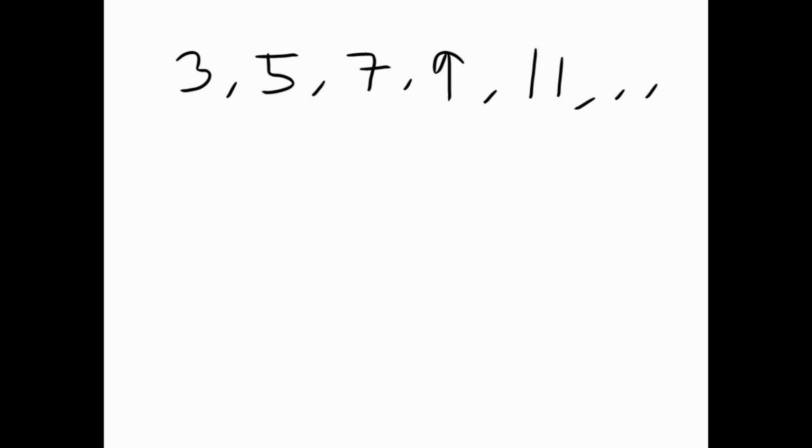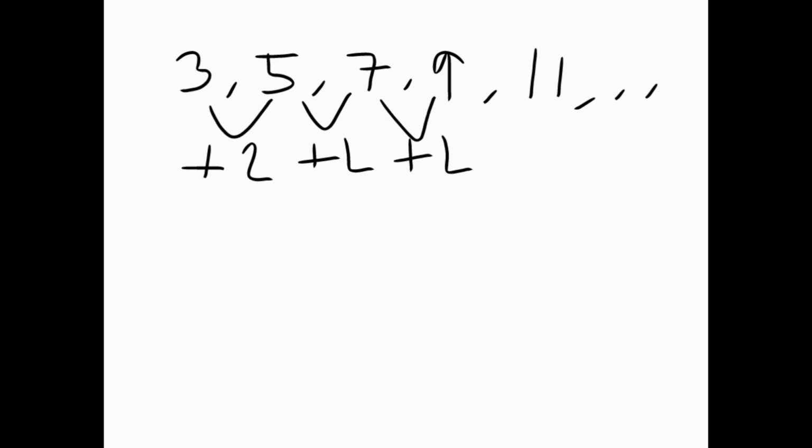Now, as we observe, the difference between 3 and 5 is 2, or positive 2, or plus 2. 5 and 7 is plus 2. 7 and 9 is plus 2. And then 9 and 11 is also plus 2. So as we can see, we have a common difference here, which is 2. So we can say that this sequence is an example of an arithmetic sequence.